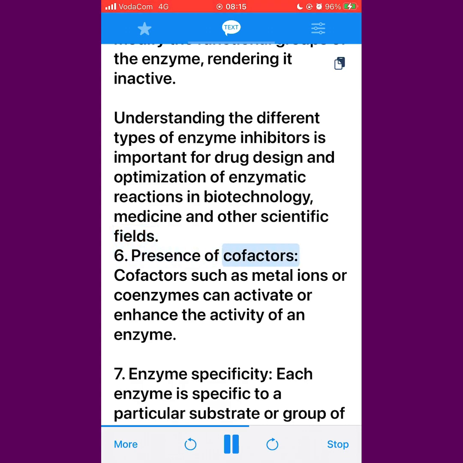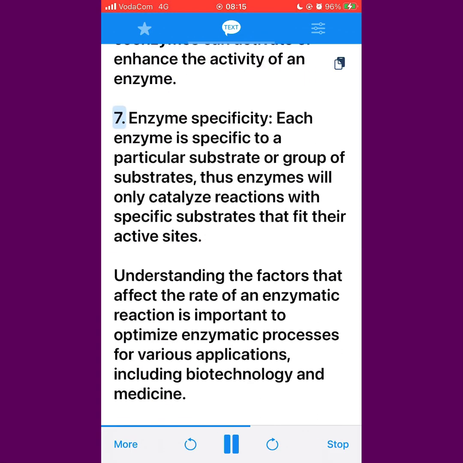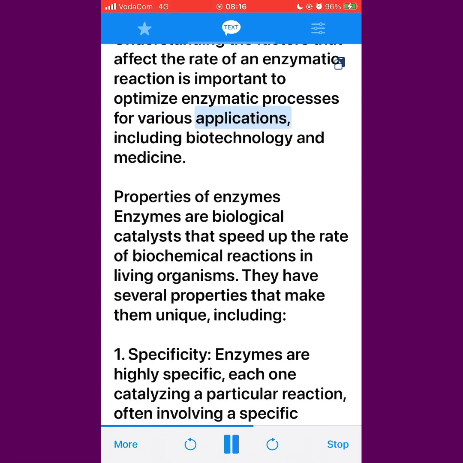Presence of cofactors. Cofactors such as metal ions or coenzymes can activate or enhance the activity of an enzyme. 7. Enzyme specificity. Each enzyme is specific to a particular substrate or group of substrates, thus enzymes will only catalyze reactions with specific substrates that fit their active sites. Understanding the factors that affect the rate of an enzymatic reaction is important to optimize enzymatic processes for various applications, including biotechnology and medicine. Properties of enzymes.